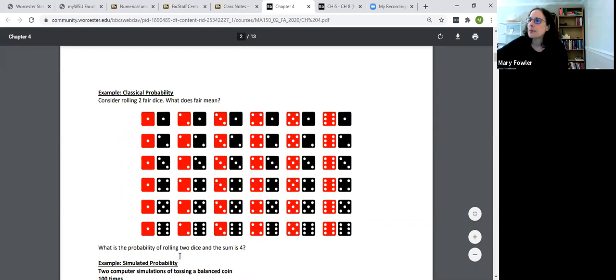So what is the probability of rolling 2 dice and the sum is 4? We're just going to look, and we see that 3 and 1, 2 and 2, and 1 and 3. So there are 3 ways we can get a 4 out of a total of 36 possible outcomes. So 3 out of 36.